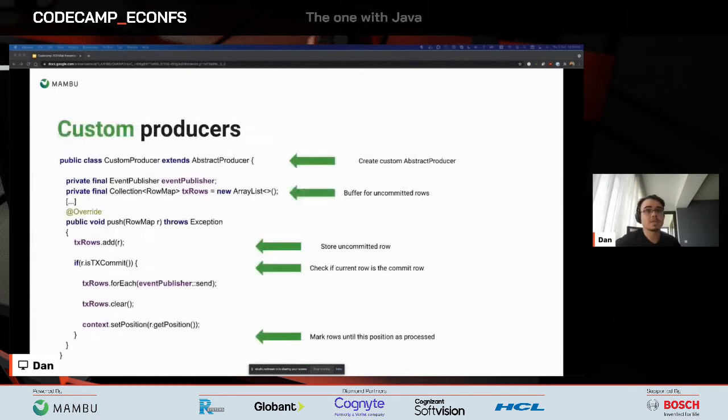I'll show you now an example of a custom producer. In our case, we would want to publish events to a different messaging system. And the idea behind it is very, very simple. We would just need to extend a specific class, an abstract producer, and implement the push method, which would basically be called for each row that has been written to the transaction log. What we do here is that we buffer all rows, part of a transaction, in memory. And once the transaction has finally been committed, we would then process all the rows from the buffer, clear the buffer, and then mark the position as processed in order to move forward.